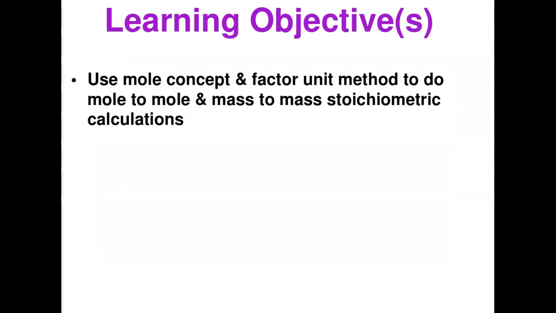Now, the main learning objective we're going to be addressing today is that at the end of this class, we'll learn how to use the mole concept and the factor unit method to do mole-to-mole and mass-to-mass calculations, stoichiometric calculations. That is our main learning objective. The basic thing we're applying there is our previous knowledge of the mole concept, and then the factor unit method, both of which we did in chapter 1 and chapter 2, respectively. Now, let's take it off from there.